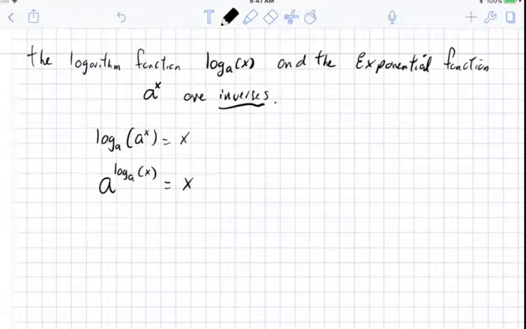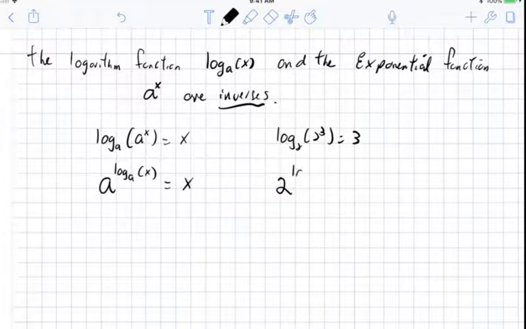Okay? So for instance, log base 2 of 2 to the 3 is equal to 3. On the other hand, 2 to the power log base 2 of 4 is just whatever is the input to that. That's equal to 4. Before we go on, do you want to try a couple of these?